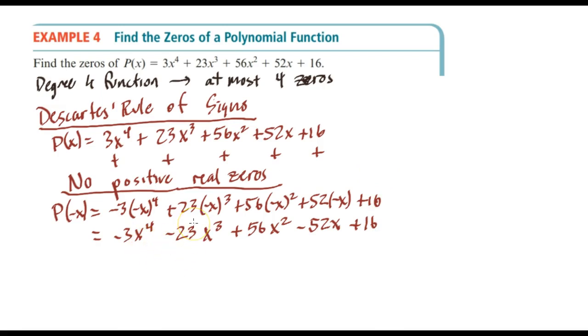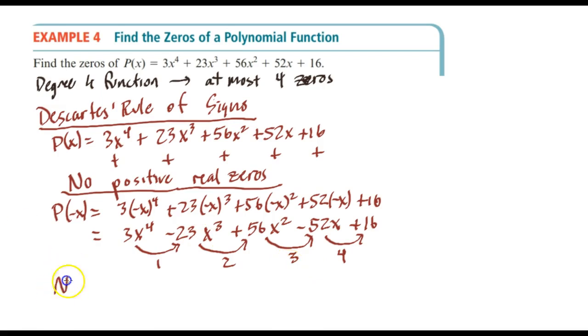I don't know why I said that, but you might be scratching your head here, there's no negative there. I don't know why I wrote that down. Okay, so this goes from positive to negative, negative to positive, positive to negative, and negative to positive. So there's either 4 or 2.